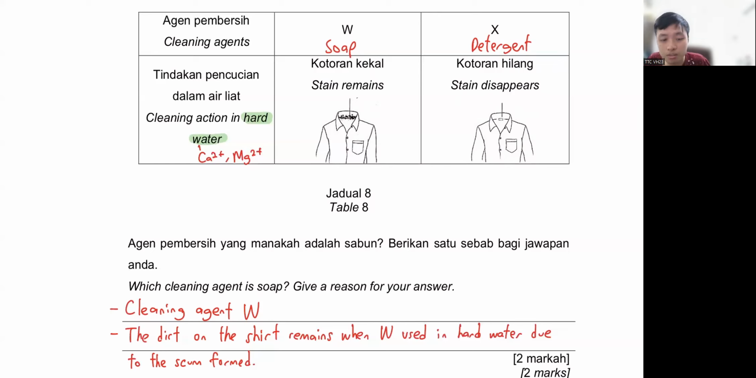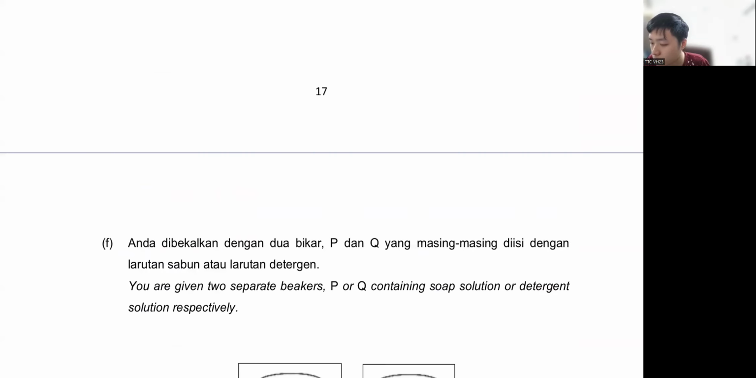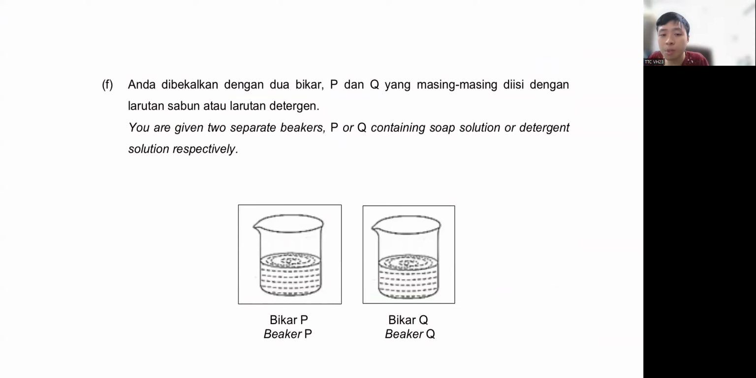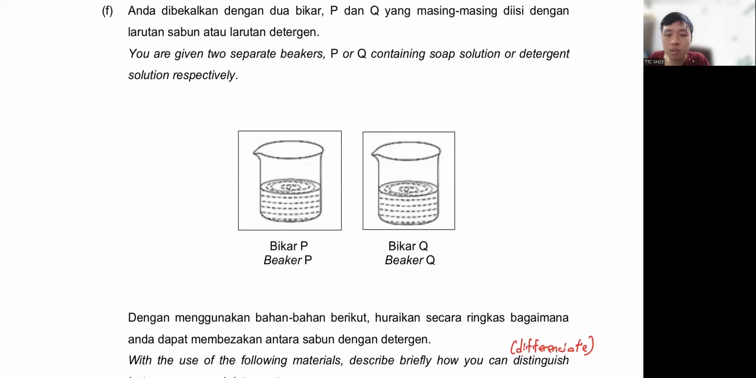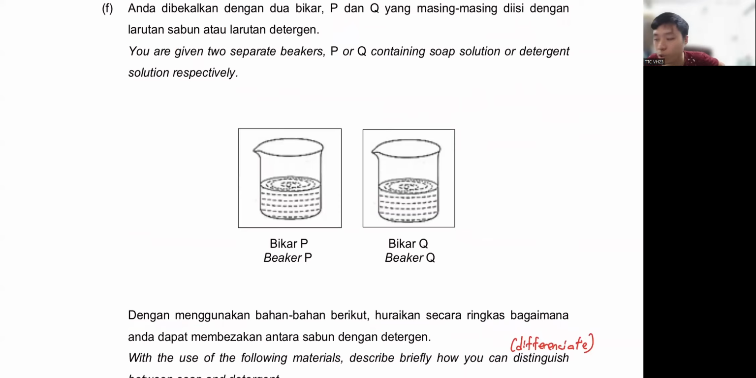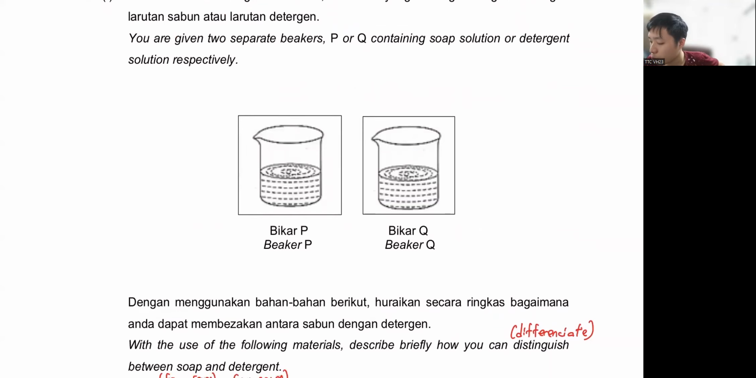Okay, part F. You are given two separate beakers, P and Q, containing soap solution and detergent solution respectively, with the use of the following materials. Describe briefly how you can distinguish. Distinguish means differentiate. What's the difference between soap and detergent? Remember, you just did part E. So E, what's the difference?